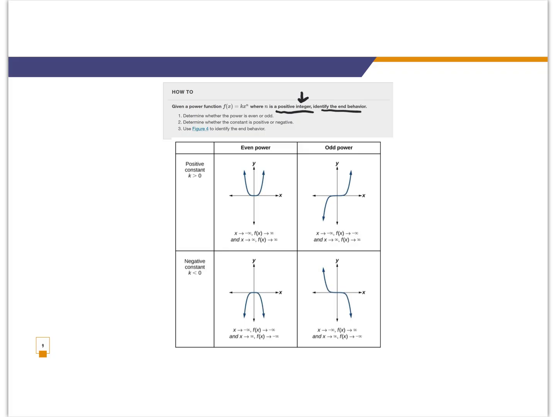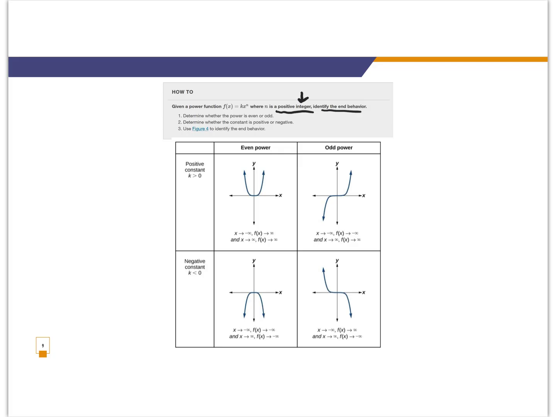Identify the end behavior. Here's how we do it. Determine whether the power is even or odd. Wow, there's a trick. If we just look at the power and say, hey, that's an even number, that's an odd number, and decide whether the constant is positive or negative. So there are two things we're looking at. Is the exponent even or odd? Is the number in front positive or negative? Then you'll be able to know the answer because it'll be the same every single time.